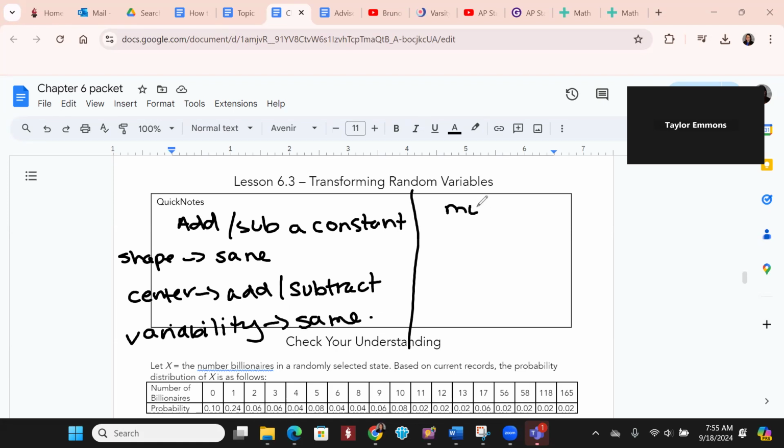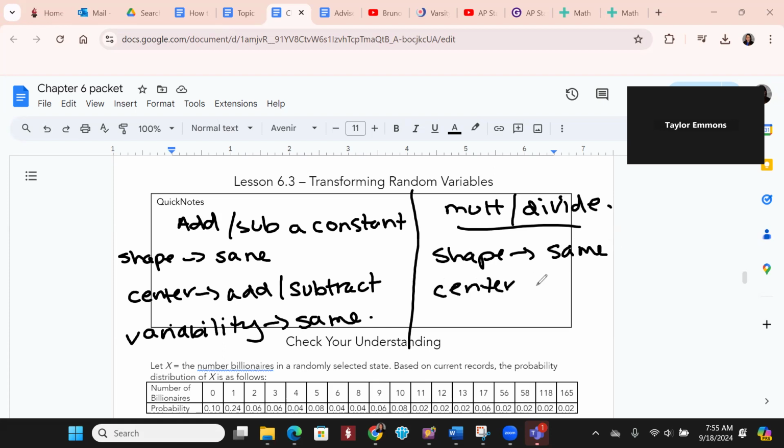When we multiply or divide by a constant, the shape remained the same. The center, we either multiplied or divided by it. And the variability, we either multiply or divide by it.